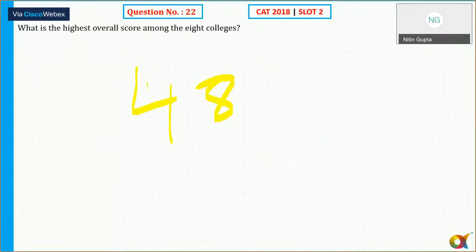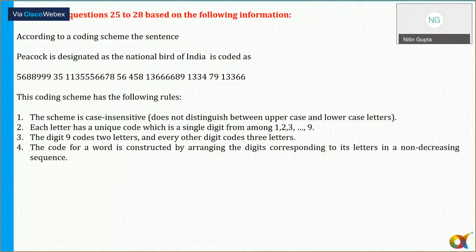Now, coming to questions 25 to 28. Do you want me to discuss this set? 25 to 28? This was the easiest one. If you want me to discuss, then only I'll discuss it. Otherwise, we can move to the next one. Should I discuss it? Please tell me. If you want me to discuss it, write in the chat, sir, please discuss. Otherwise, we can move to the next set.